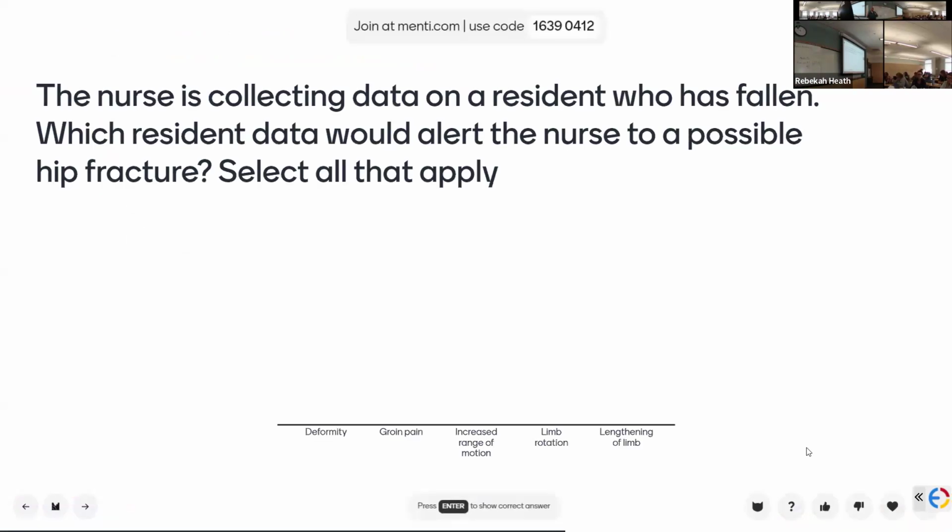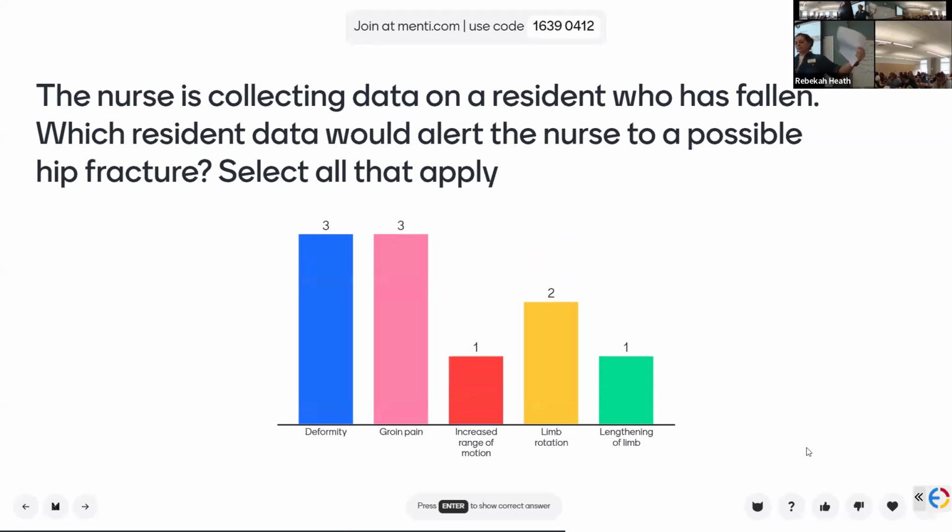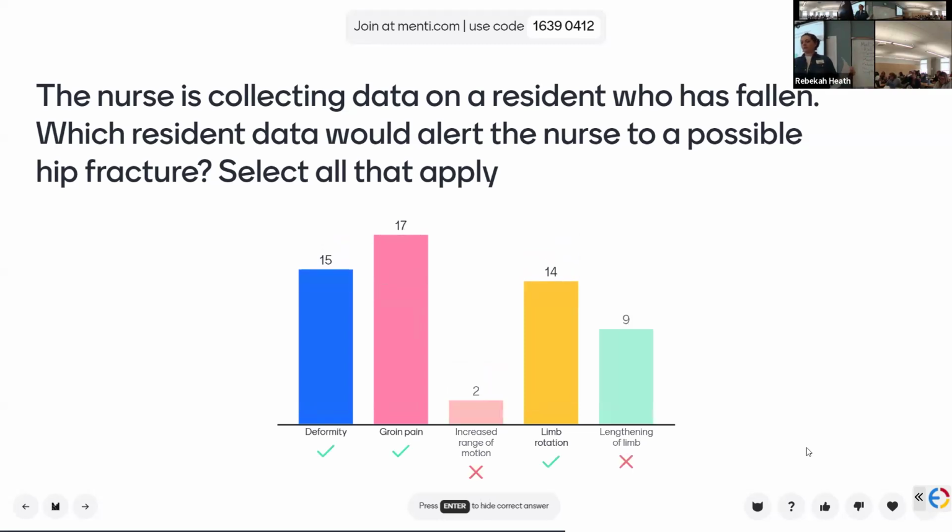Let's see. The nurse is collecting data on a resident who fell. Which data would alert the nurse to a possible hip fracture? Select all that apply. I like that we have some varied answers here. All right, so let's talk about this.